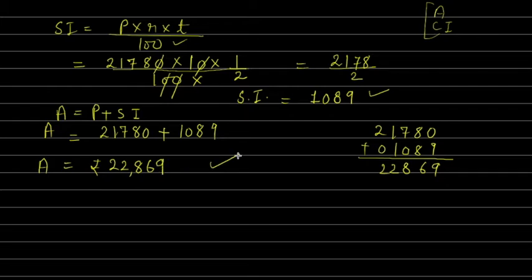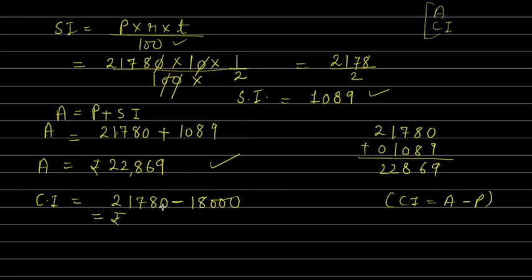Now we have to calculate the compound interest. So how do we calculate the compound interest? Total interest will be how much? Your compound interest for 2 years will be 21780 minus 18,000, because compound interest is how much? Amount minus principal. So if you subtract it, how much is it going to be? 0, 8, 7, and how much will it be? 3. So 3,780 rupees. And simple interest, how much have you got?